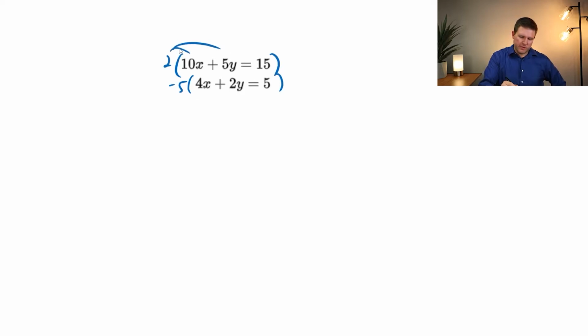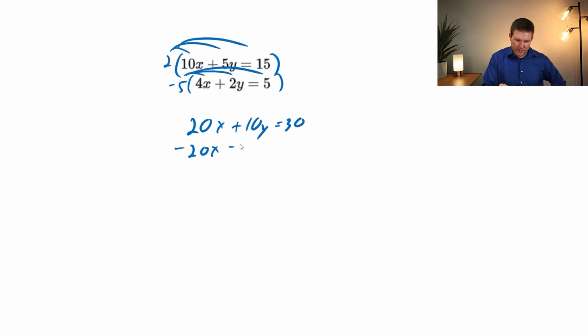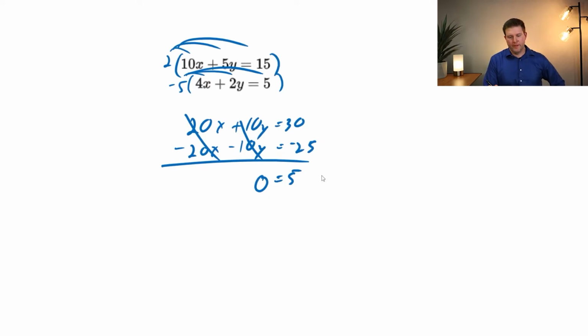So I'm gonna distribute this real quick, and then also this, and 20x plus 10y equals 30, and then we've got -20x, -10y, -25. I see trouble. Uh-oh. X's are gone, y's are gone, 0 equals 5. Is this true? No. No.